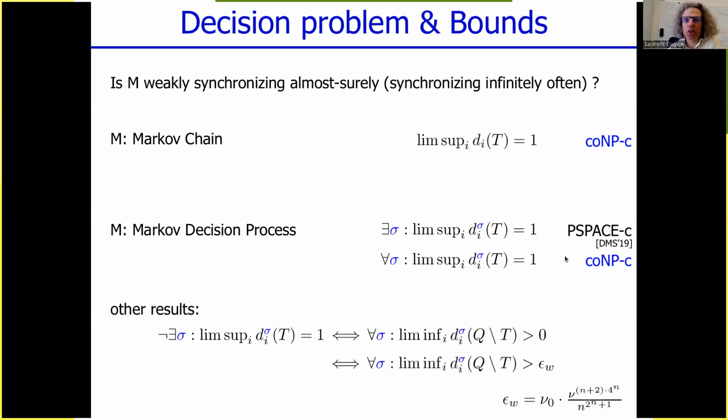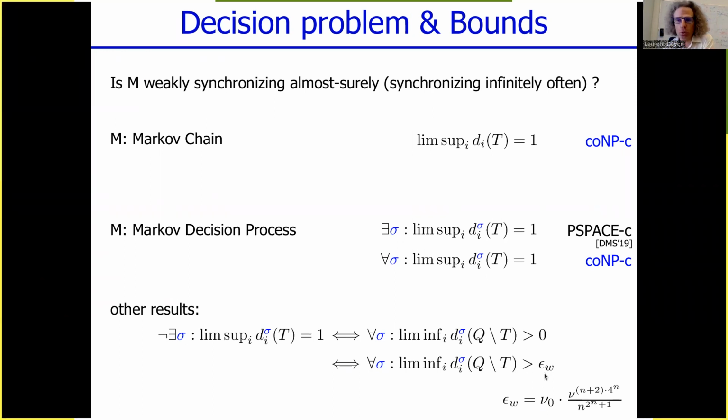And also in the paper, there are other results related to bounds. Essentially, we were interested in the case where the existential question doesn't hold, so when the negation holds. So it's not true that there exists a strategy to ensure the lim sup, then in fact this means that for all strategies the lim inf of the complement is greater than 0. And in fact it was known that there is a bound, in the sense that we can compute a bound such that for all strategies the lim inf will actually be greater than that bound. So it's not obvious a priori that such a bound exists, but this was known.